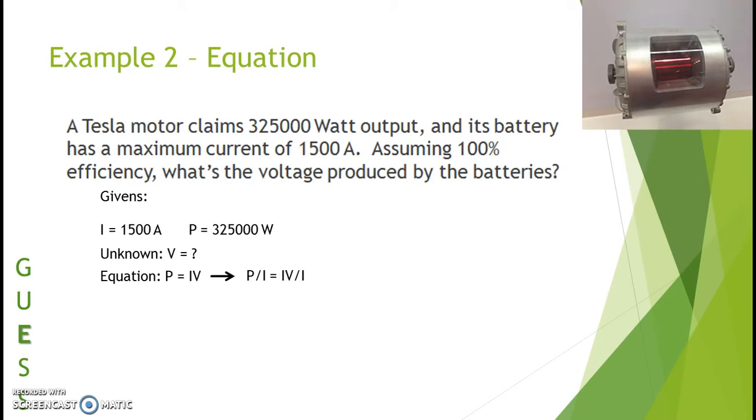So how would that look on our paper? We would probably write something like this. The equation P equals IV. Divide both sides by I. Cancel I from the right-hand side. And we get V equals P over I. And that's the equation we write down to get our full mark for the equation.